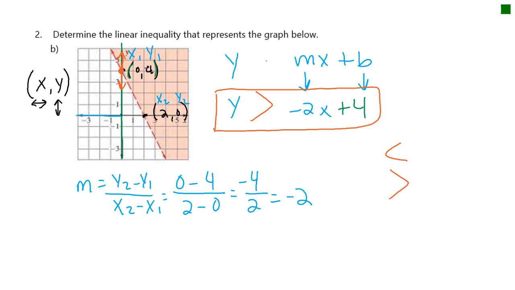Can you guys try the next two, okay? The next two, again, you have to write your own coordinate points. Pick the points that are very clear, okay? And then find the slope, find the y-intercept, and then decide which symbol you're going to use.